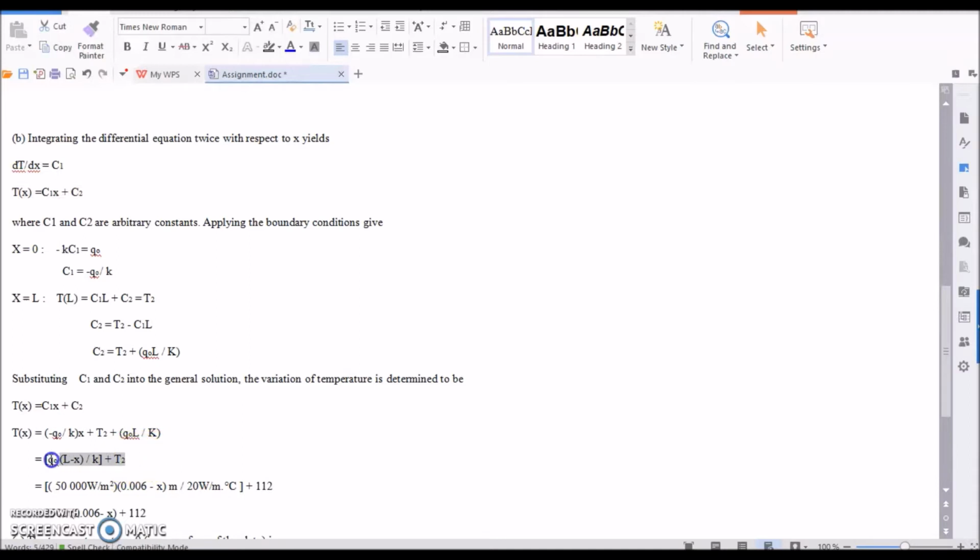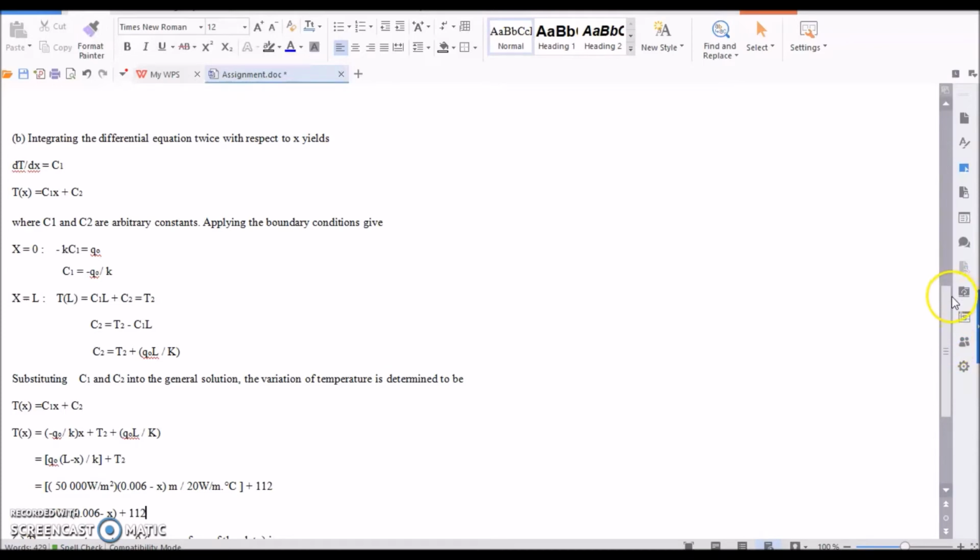When we got this equation, we can substitute all the information that we have, which is we already got the q, and L is already given in the question, and x is unknown. k is already given in the question, and T2 is already given in the question. So we got this.